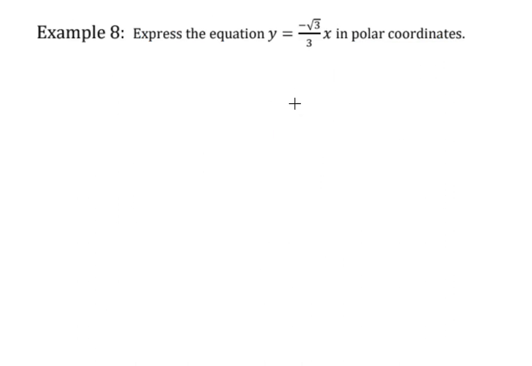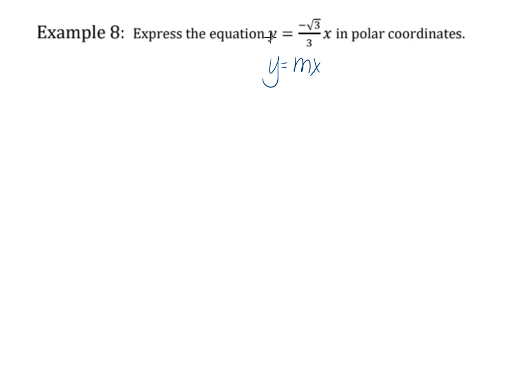Express the equation y equals negative root 3 over 3x in polar coordinates. Well, hopefully you can see that this is a form of y equals mx plus b. There's no plus b really there, so it's plus 0. It's going to go through the pole. So we're expecting a final answer here in polar coordinates that's going to still be a line.